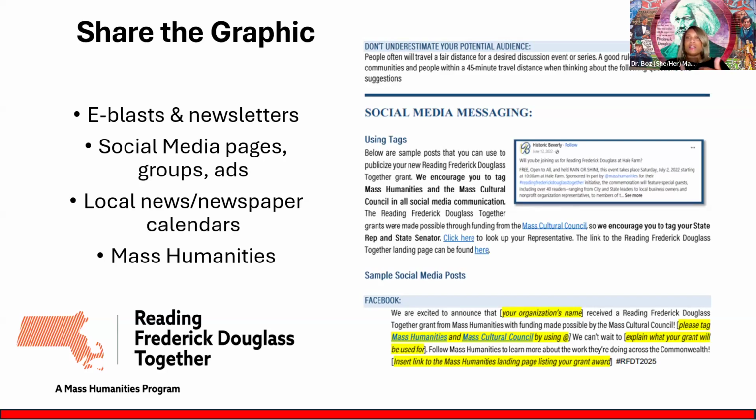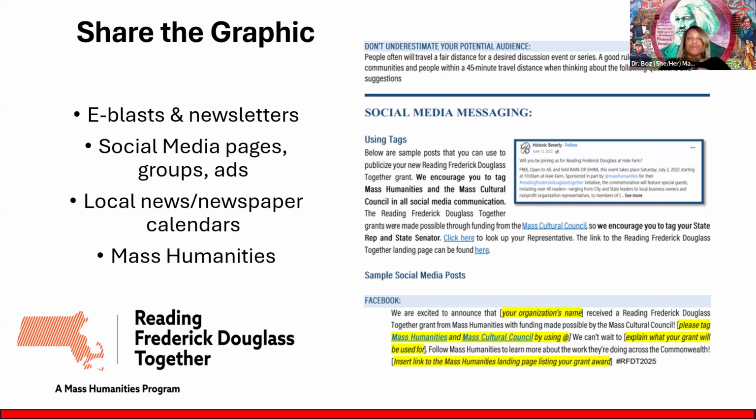So don't underestimate the fact that people will come and attend readings that are outside of your town. Also, please make sure that you use those hashtags. You want to tag Mass Humanities. You want to tag Massachusetts Cultural Council. You want to use the hashtag RFDT 2025 in any of your posts or videos before, during, and after the event.